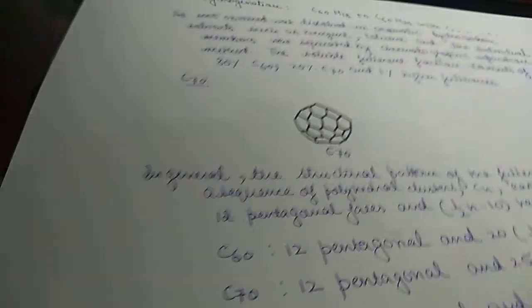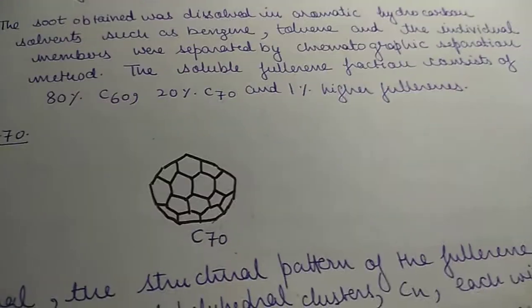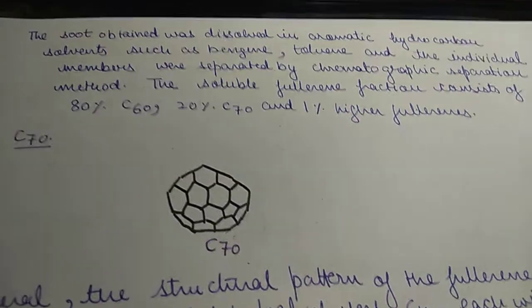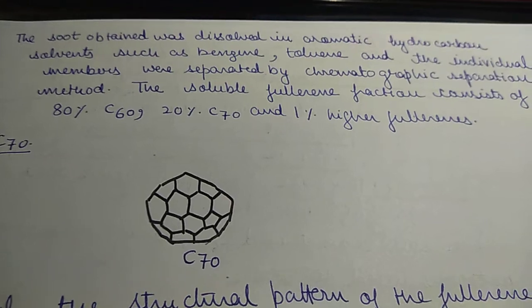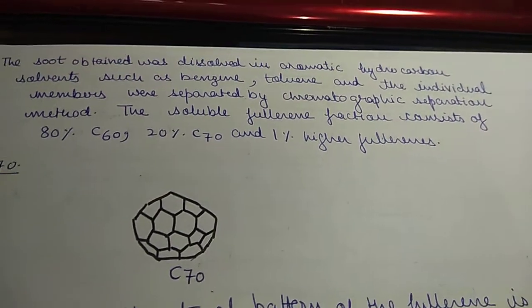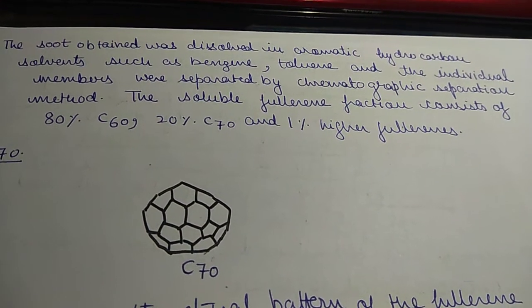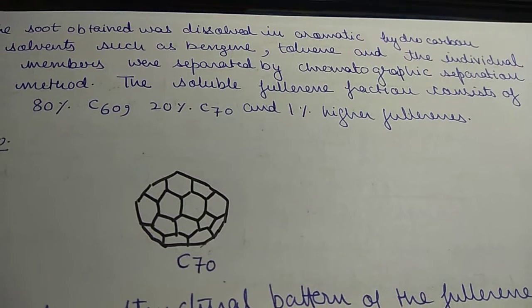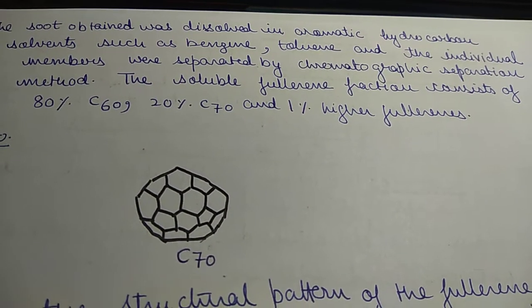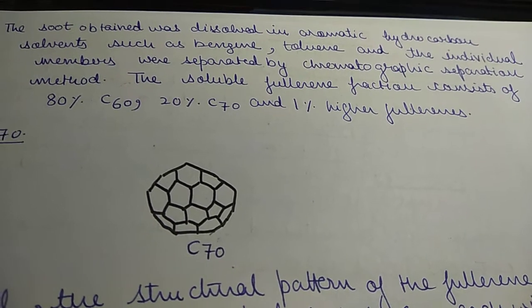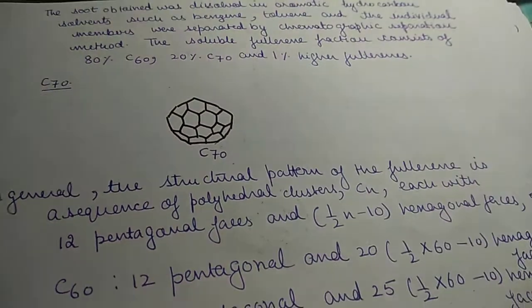So, then the soot which was obtained was dissolved in aromatic hydrocarbon solvents such as benzene, toluene, and the individual members were separated out by chromatographic separation method. Now the soluble fullerene fraction consists of 80% C60, 20% C70 and 1% higher fullerene. This is the structure of C70.